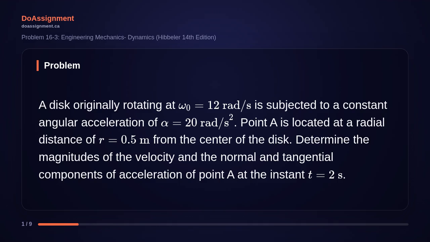A disk originally rotating at omega-naught equals 12 radians per second is subjected to a constant angular acceleration of alpha equals 20 radians per second squared. Point A is located at a radial distance of 0.5 meters from the center of the disk. Determine the magnitudes of the velocity and the normal and tangential components of acceleration of point A at the instant t equals 2 seconds. Now, let us work through the solution step by step.